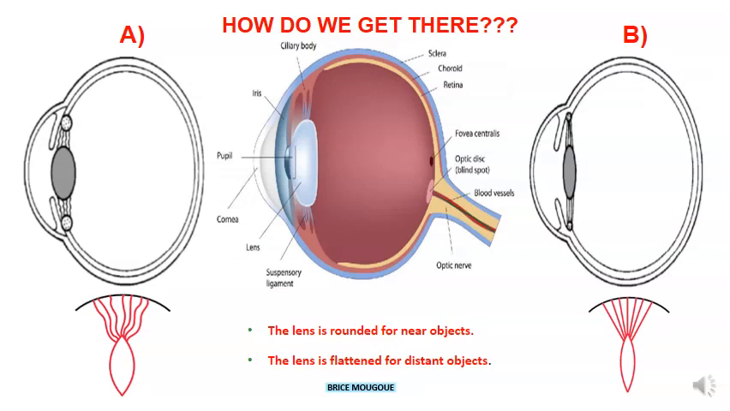Before we can conclude on which lens we need for which distance, near or far, let's first see how the shape of the lens is being altered, so we can then put everything together.